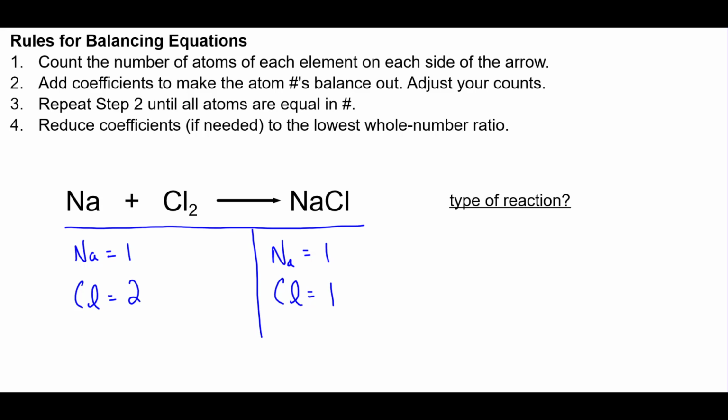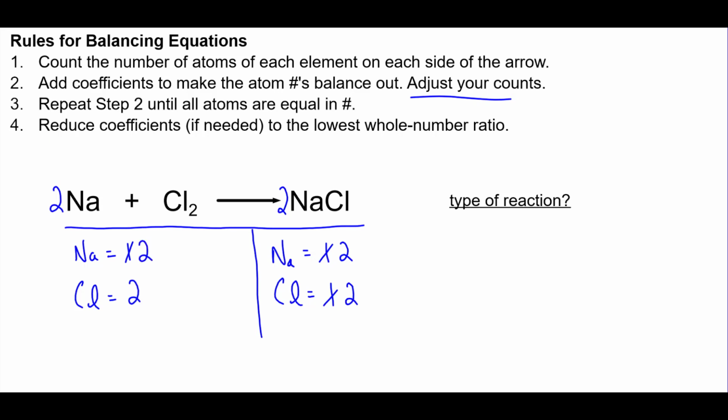Now step 2 says add coefficients to make the atom numbers balance out. Adjust your counts. So remember that coefficients are numbers that are written out in front of the substance, and the atoms I need to balance right now are chlorine because we have 2 on the left, but only 1 on the right. So I'm simply going to add a 2 out in front of sodium chloride, and then adjust your counts. That means that we have to change everything over here because now we have 2 sodiums and 2 chlorines. Now we repeat that step until all atoms are equal in number. So I have sodium with 2 on the right, but only 1 on the left. So I can double sodium by putting a 2 coefficient and then update my counts, and everything is perfectly balanced.